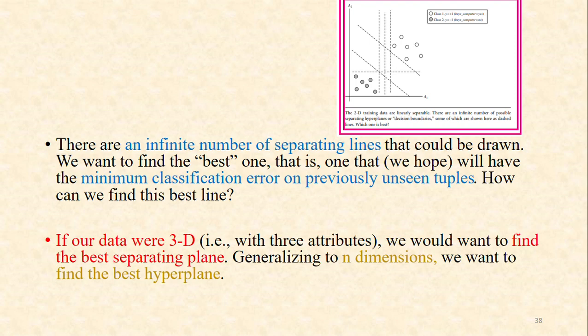If our data were three-dimensional, we would want to find the best separating plane. For example, in this figure, the data tuples can be separated using a simple line. But for three-dimensional vectors, or data tuples with three features or three attribute values, we have to find a plane which separates these data tuples, or the classifier is a plane. For an even higher dimension, larger than 3, it is called a hyperplane.